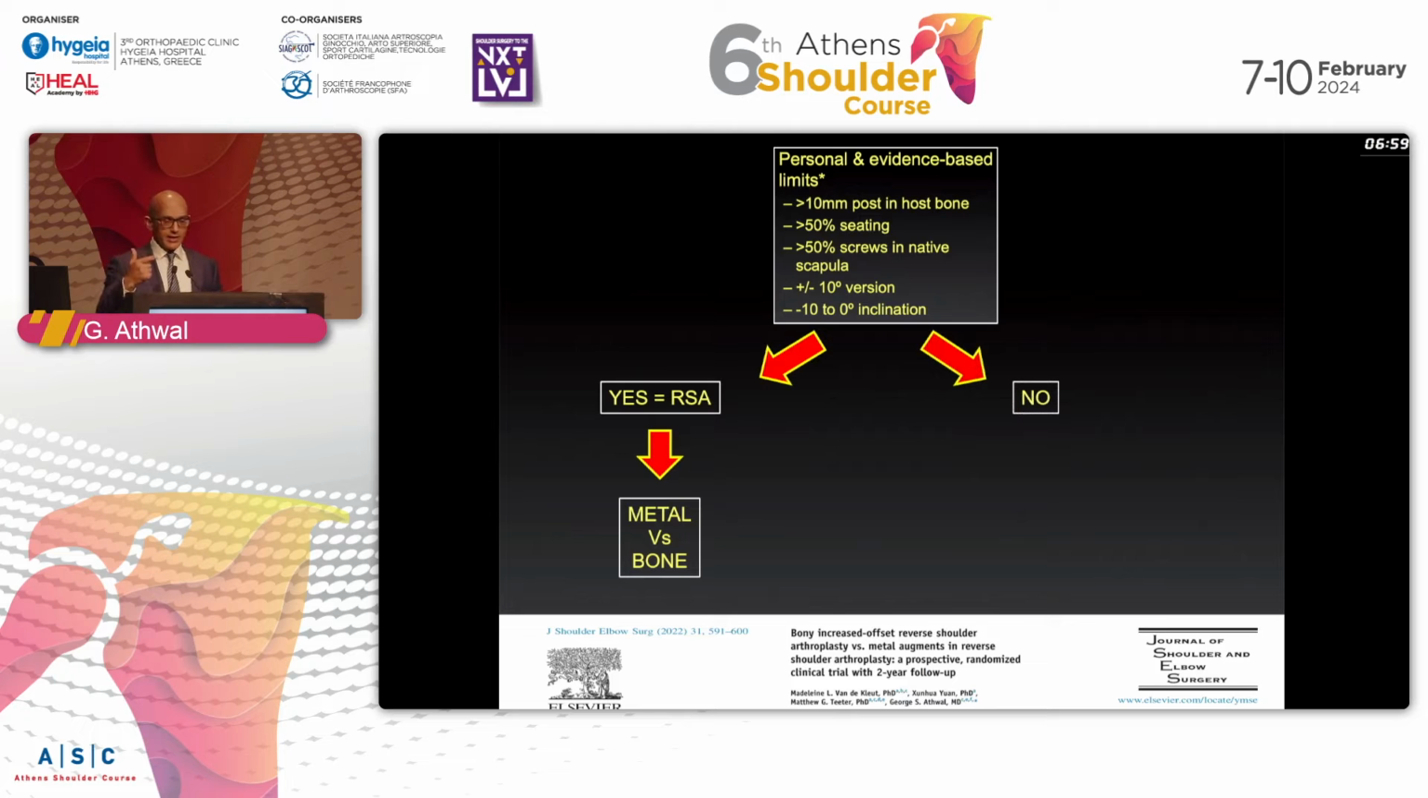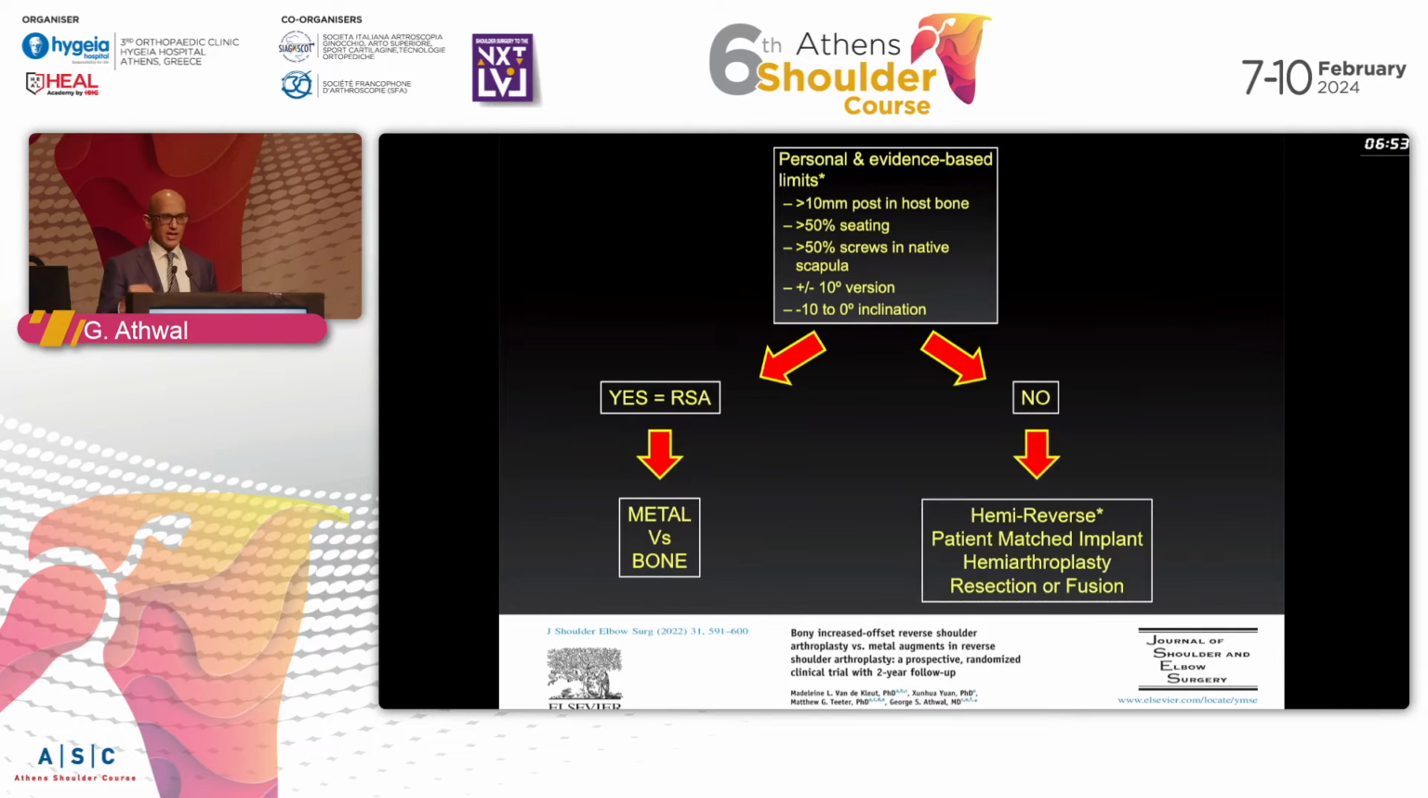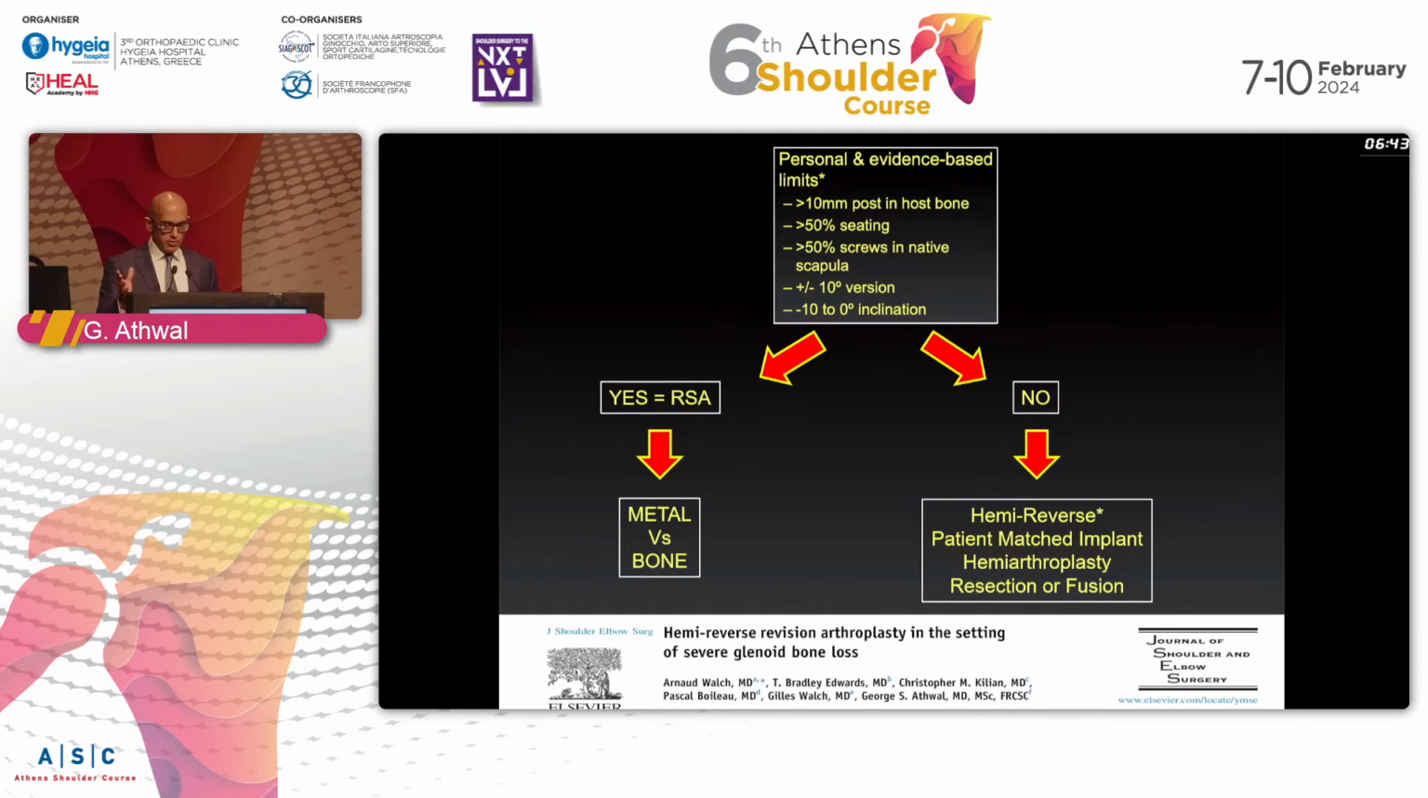Now, if I can't do that, so if I can't get greater than 10 millimeters in both, can't get the seating, can't get the screws, then you have these options. And these are really revision options. You can do a hemi-reverse, you can do a patient-matched implant, which are becoming very popular now, hemi-arthroplasty, resection or fusion, and this is a paper that we published on hemi-reverse, and I actually think hemi-reverse is a very good option. It's a good bailout for me. It's actually worked very well. I've used it both in the primary situation and in the revision situation.